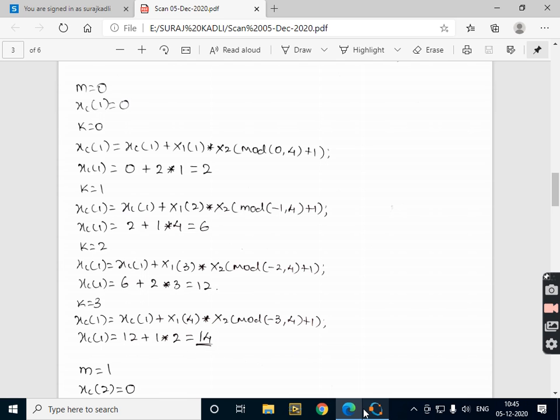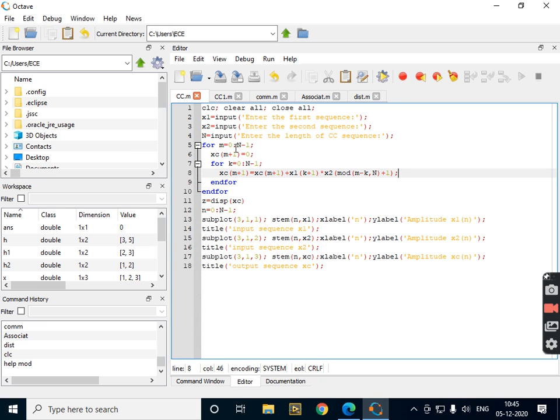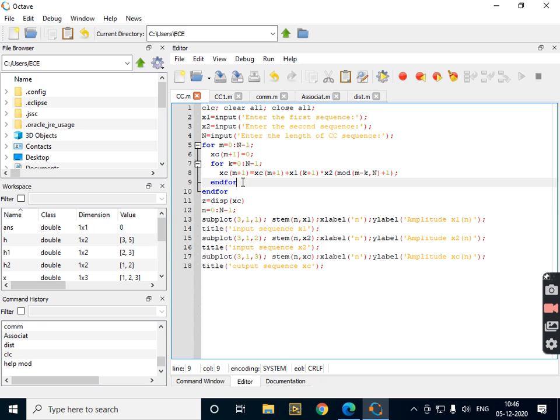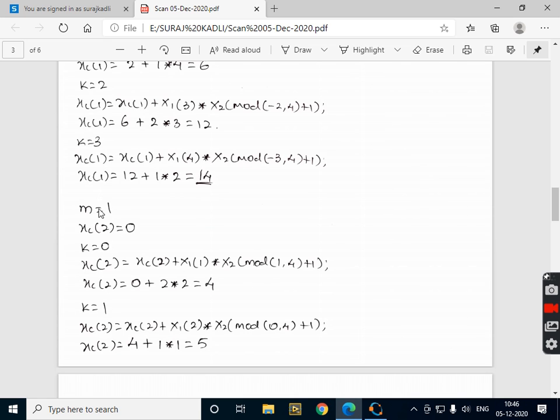Now after k equals to 3, all the iterations in the inner for loop have been completed. So after executing k equals to 3, after the 8th line, it will end the inner for loop. This part is over now for one value of m. Now the control will go back to the 5th line. Now this time m will be incremented by 1.